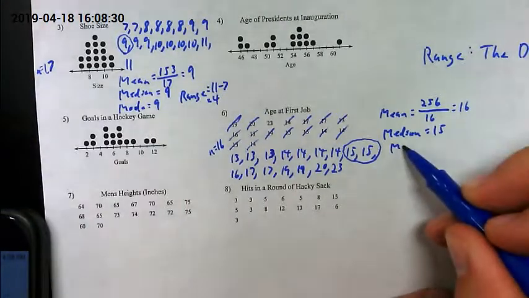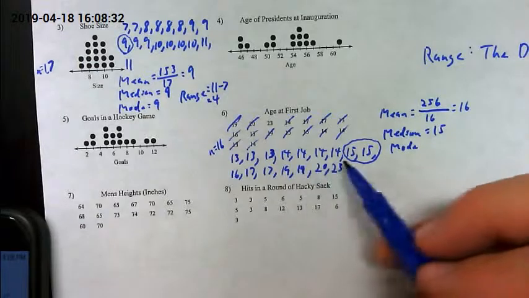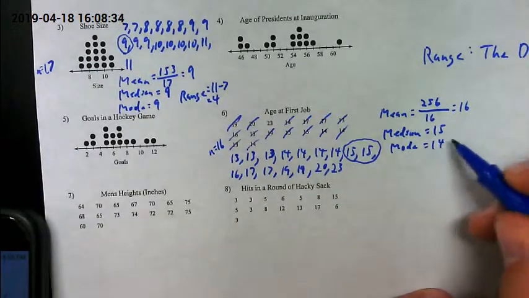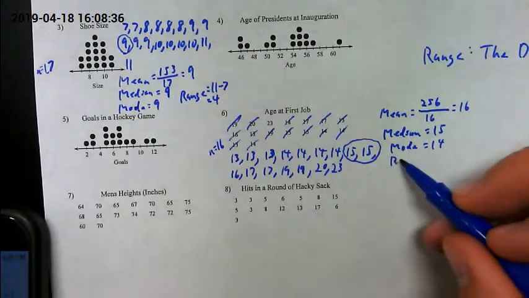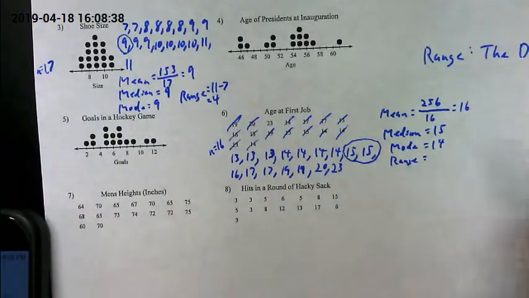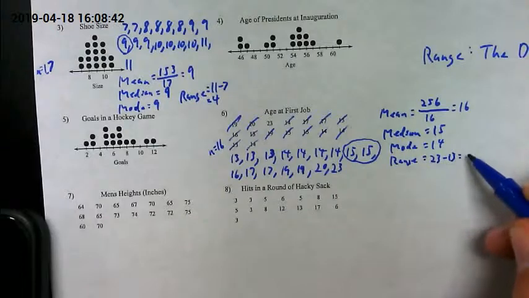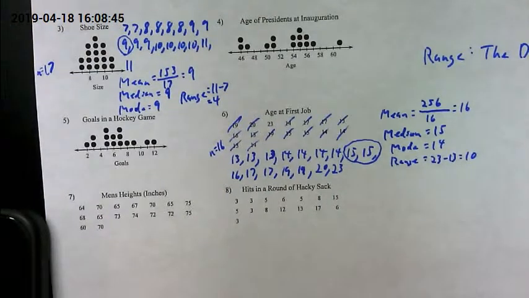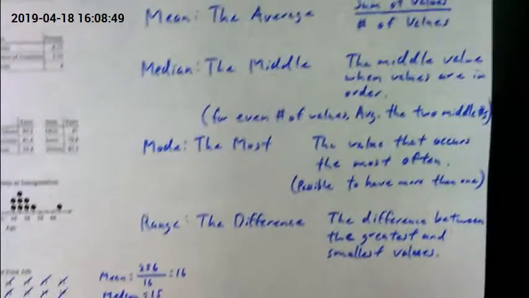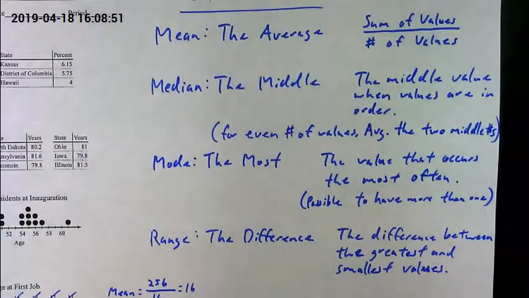The mode, it's the number that appears the most often, that's 14. And the range, we go from 23 to 13, so 23 minus 13 is 10. And again, that's it. So I'll leave these up here so you can get the rest of the notes if you need them. Again, finish this worksheet.